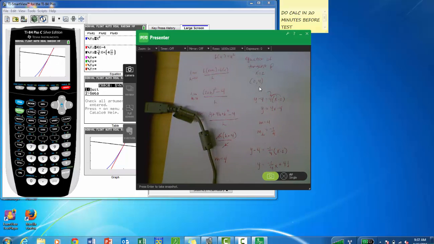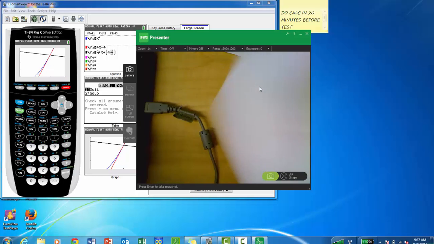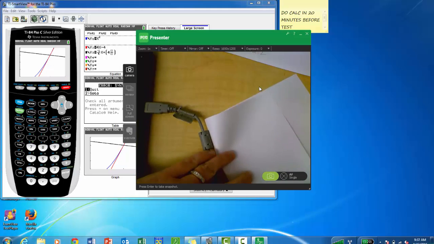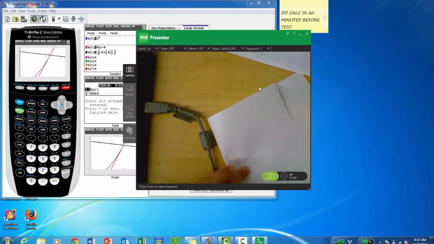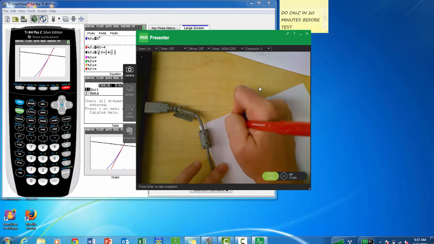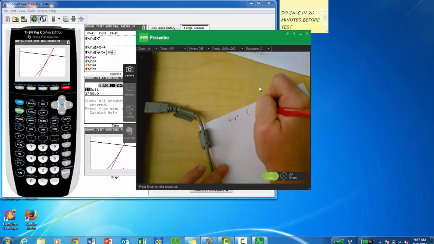Alrighty, shall we try one more for the fun of it? I think we shall. Find the equation of the tangent to the curve 4 minus x squared at the point 1, 3.